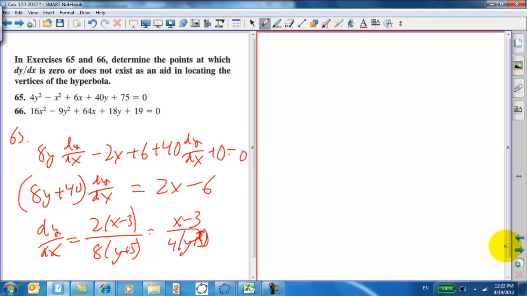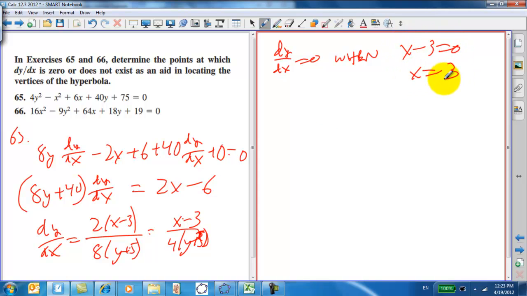Now, how can this help us figure out where we've got horizontal and vertical tangent lines? Well, we know it's going to be a horizontal or vertical hyperbola because of the difference in the squarings. And dy/dx equals 0 when x minus 3 equals 0, when x equals 3. So you could put 3 back into the equation and solve for y, and that's where you actually get your vertices.